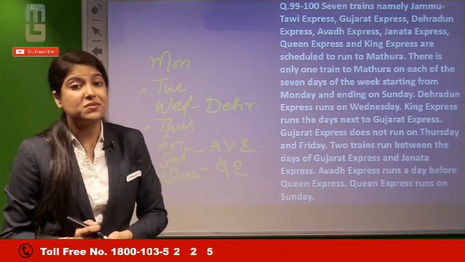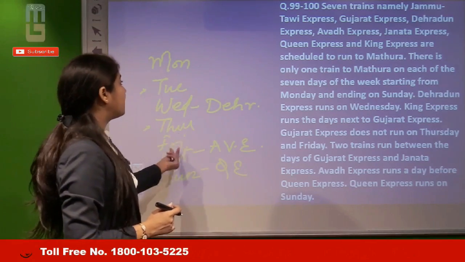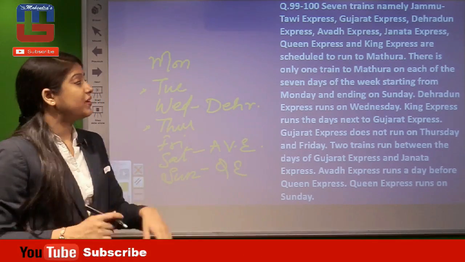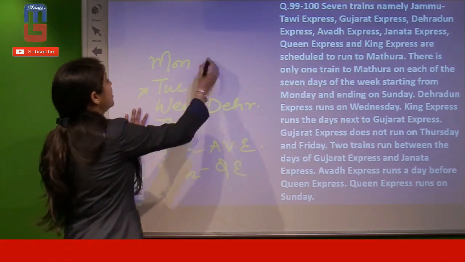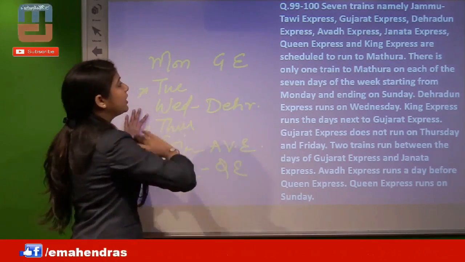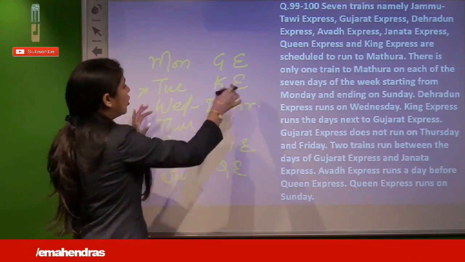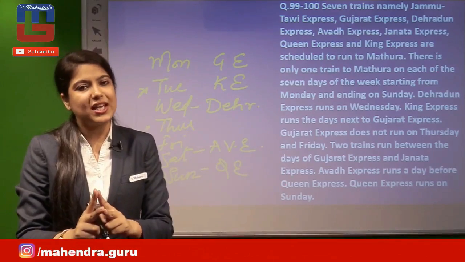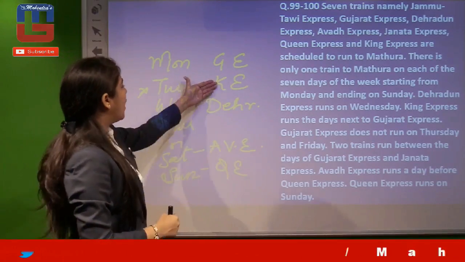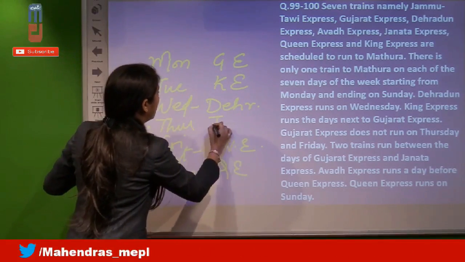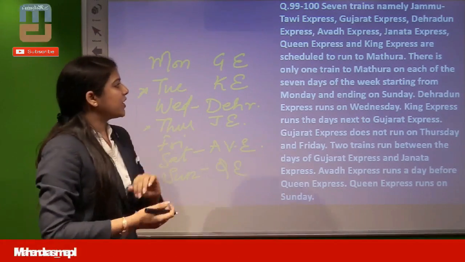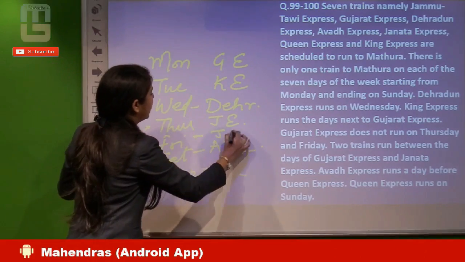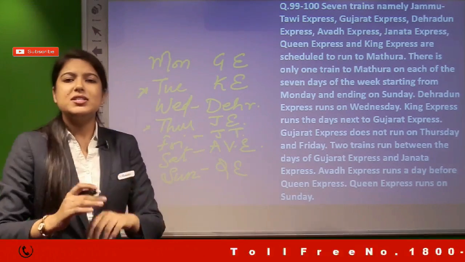For Gujarat Express we knew it cannot run on Thursday and Friday. And we know King Express would be running after Gujarat Express, so definitely Gujarat Express cannot run on Tuesday. So Gujarat Express would be running on Monday, King Express on Tuesday. Now 2 trains were there between Gujarat Express and Janta Express, so very well you know 1 and 2. So here is your Janta Express. Now the train left over is Jammu-Tawi Express. So yes, on Friday definitely the train running would be Jammu-Tawi Express.